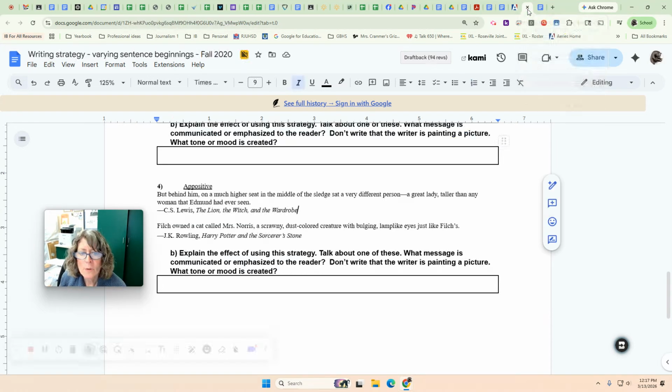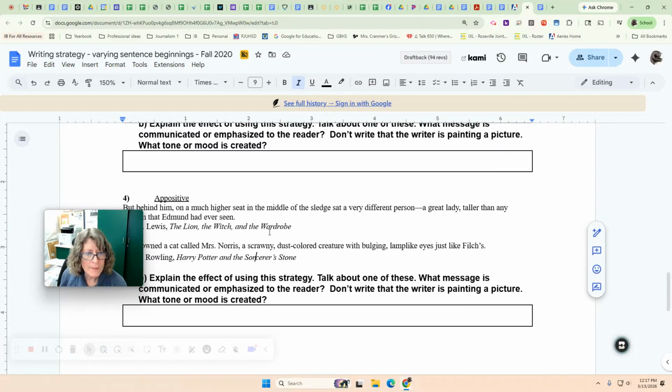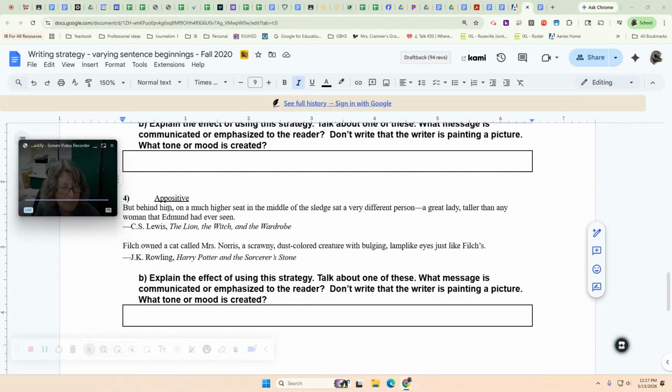Now, when it comes to our document, after you do this part, then you'll have the information to be able to do this part. Because when you get to number 4, you're going to have to identify what the appositive actually is in this example, right? It says, but behind him, on a much higher seat in the middle of the sledge, sat a very different person, a great lady taller than any woman that Edmund had ever seen. You need to identify the part of that that is the appositive. So it's a noun phrase describing a noun that's in the sentence.